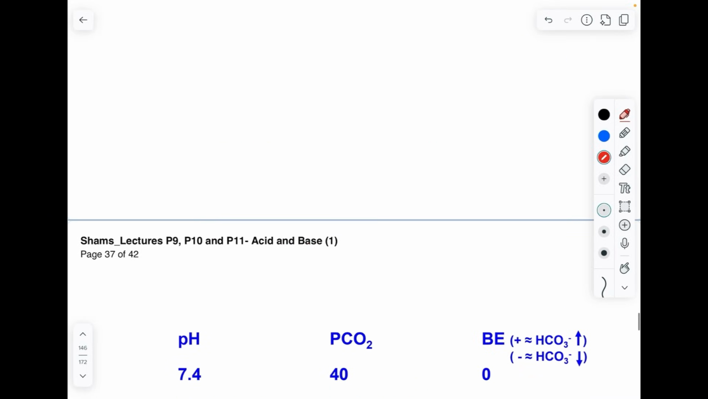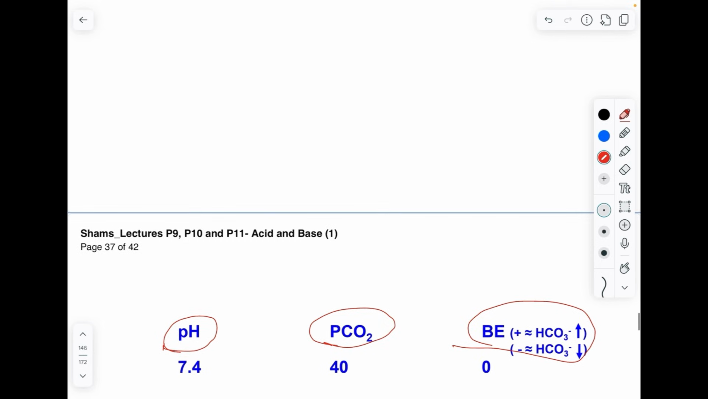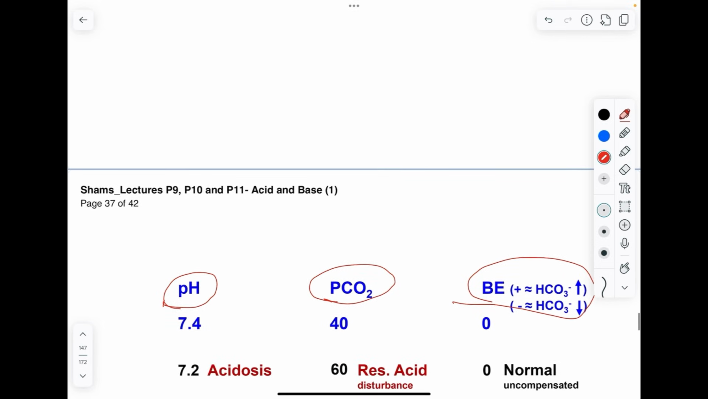Now, how to deal with it as numbers? We are not talking here about the diagram anymore, because when someone comes in the clinic, you will not have the diagram. Okay? So, as we said, 3 measurements that we should know. Now, what I want you guys to know is how to deal with these measurements. Please, please, please focus with me in this. First of all, you always look at the pH. This pH, is it acidosis, alkalosis, or normal? Acidosis. Okay? Second thing, you look at the PCO2.